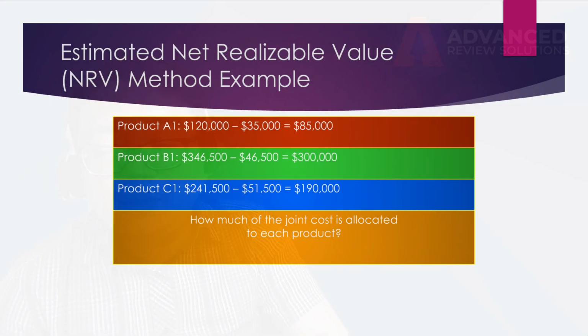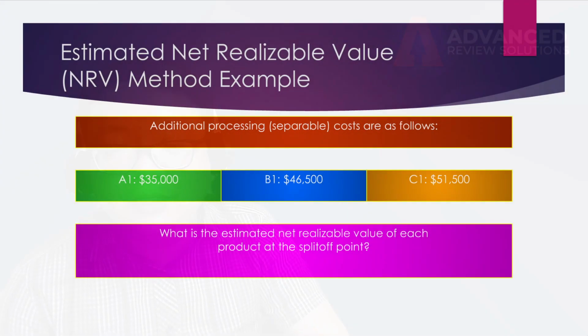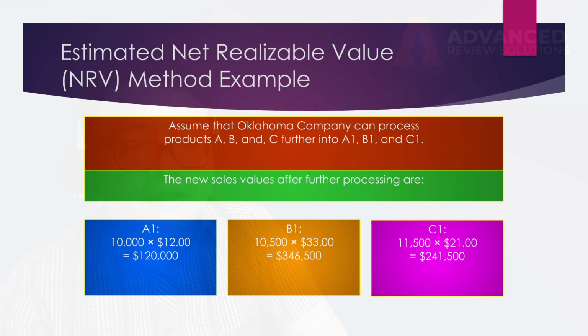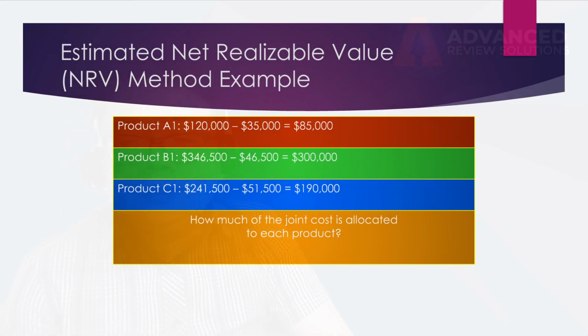So ito na kasi 120 minus 35, you have 85. Ito yung additional ha, 346,500 given to kanina. Ito lang yan, no? Tapos ito yan kanina, no? 346,500. Just minus lang, no? Alright. So, you have 300, you have product C1, 241 minus 51.5, you have 190.